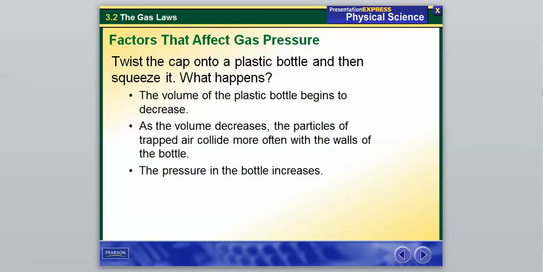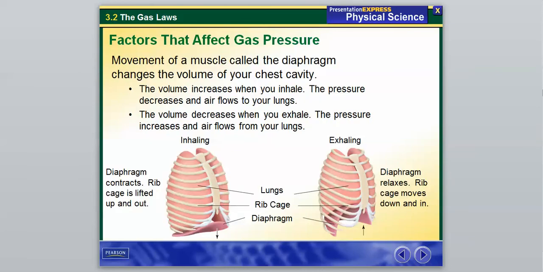Again, decreasing the volume increases the pressure. We'll skip over that for now because we already talked about how the diaphragm can be affected, and we can maybe go over that a little more in class.